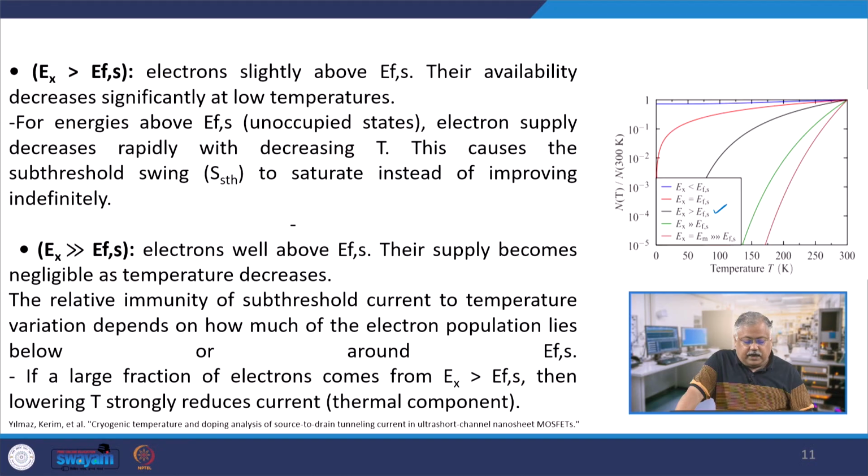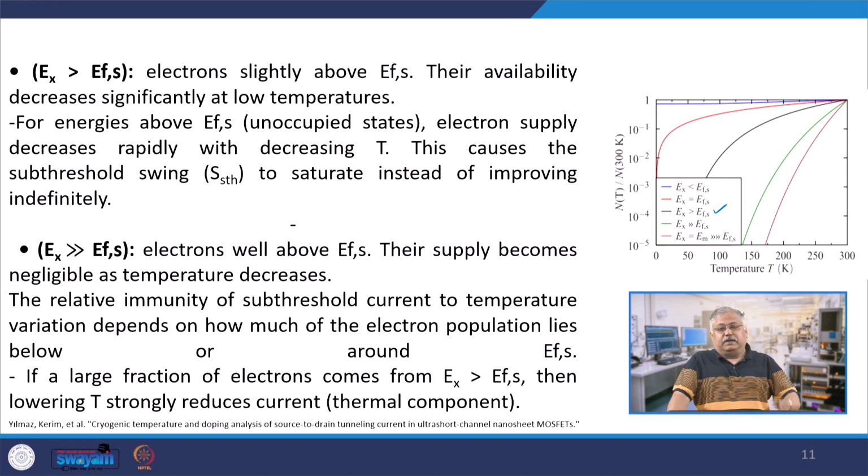Now, for energies below EFS, the Fermi potential at the source, the electron supply decreases rapidly with decreasing T, and this causes the subthreshold swing to saturate instead of improving indefinitely. So the subthreshold swing actually saturates very fast.